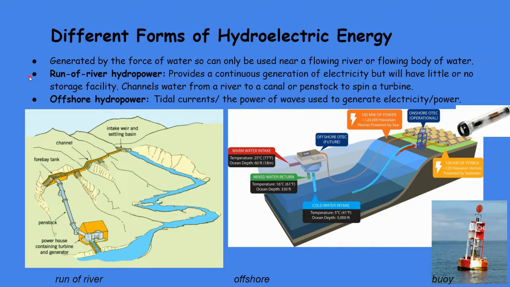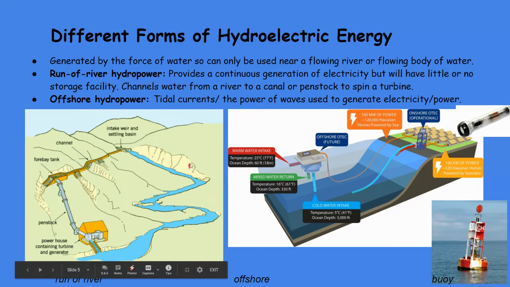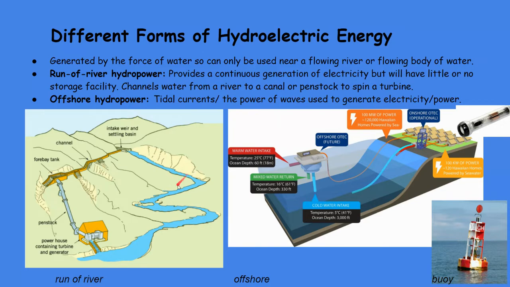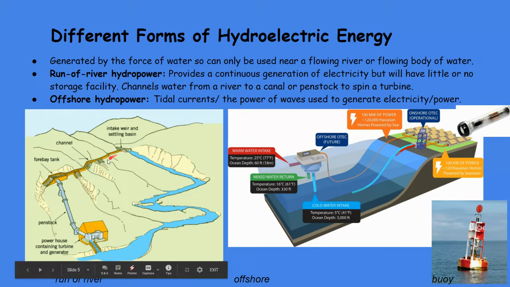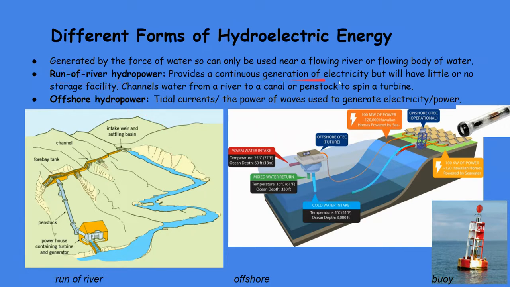One of the kinds of dam is called run-of-river hydropower. If we're looking at the picture on the right, not the homemade one, instead of completely blocking off the river, like the picture that I showed you from Bosnia, you're diverting some of the water. Diverting means you're creating a channel, digging it, so you're not totally blocking the original natural flow of the water. Run-of-river provides a continuous generation of electricity, but it will have little or no storage facility.